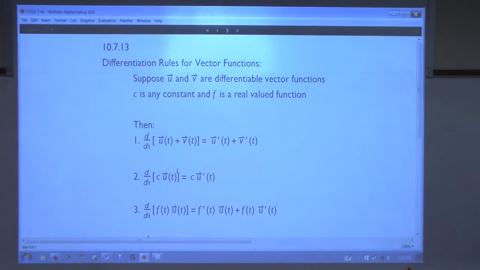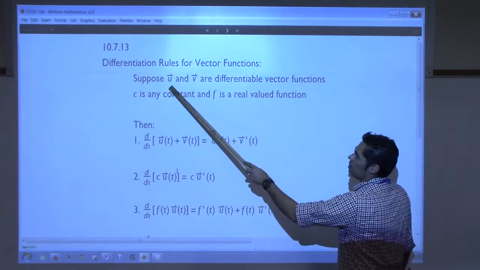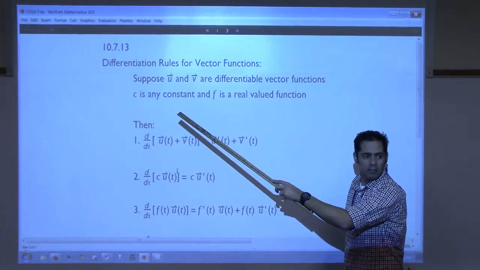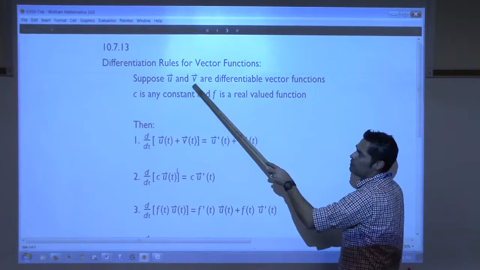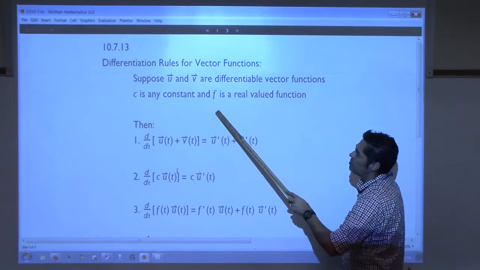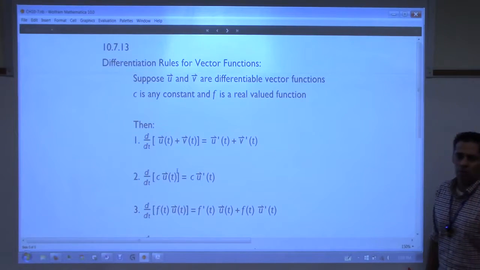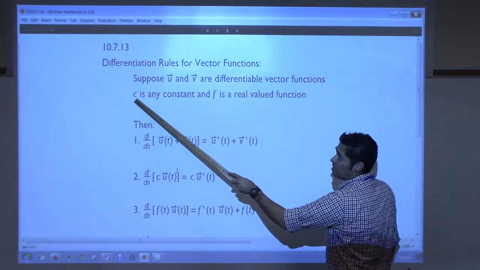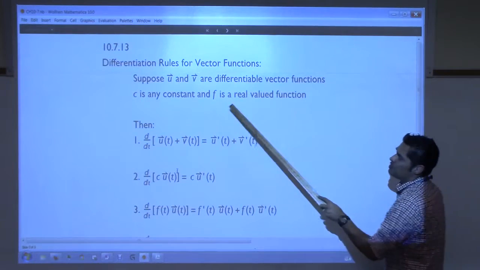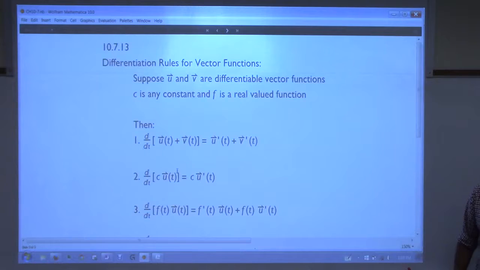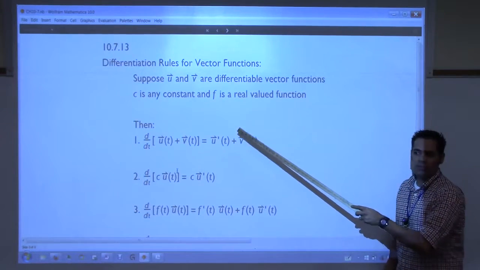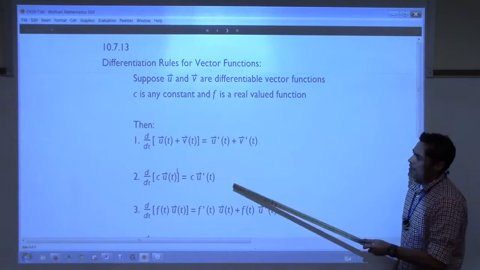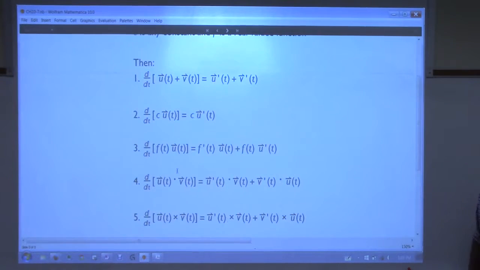If you have 2 vector functions, you know how we've been using R? Let's say instead of R we use U and V as 2 vector functions. Let's say that they're differentiable, so you can take the derivatives of them. C is a constant, and F is a real valued function. So F would be something like sine of x, or x squared, or e to the x. Then here are all the different properties that we have for vector functions.